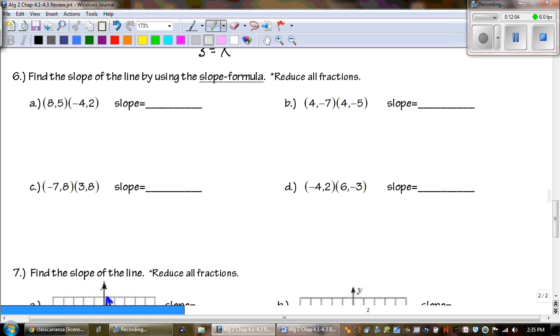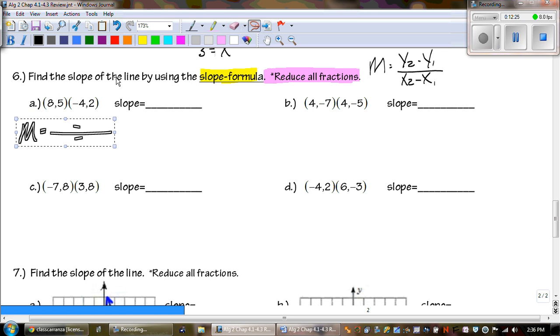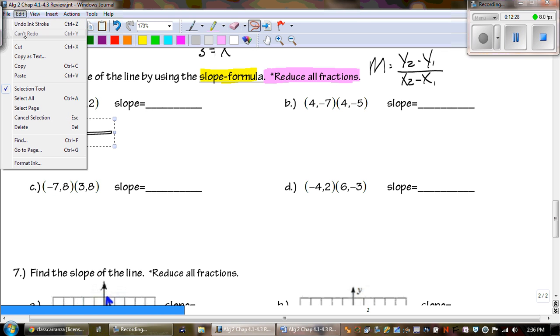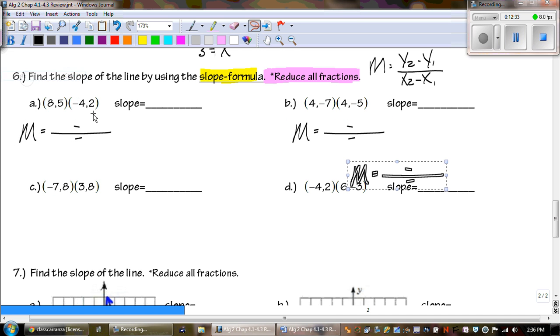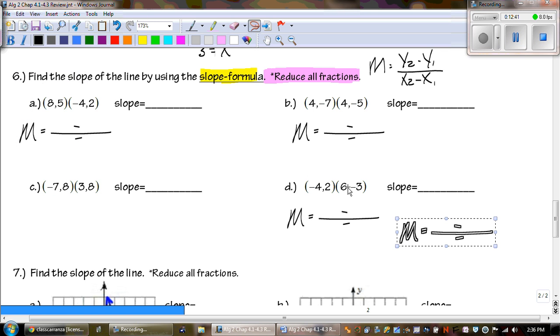Number 6 says to find the slope of the line by using the slope formula. And don't forget to reduce all fractions. So remember, y2 minus y1 over x2 minus x1. So as I'm doing this, I'm going to use this for every single one of these. I'm writing it down right now, that way I don't forget. I'm going to do one of these together, and you guys are going to do the other ones on your own. Okay?